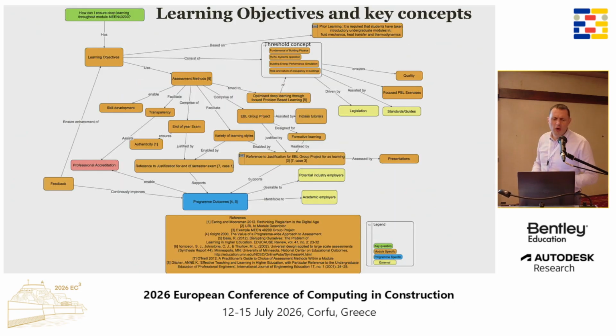So I decomposed the module into a set of key learning objectives and key concepts, but it all starts from this green box in the top left-hand corner. How can I ensure deep learning throughout the module? I don't need to go through all of these components, but it took me a while to put this together, and you can see the graph-type thinking, establishing the relationships between the different components, and again the threshold concept is of paramount importance in the context of all the different components that feed into this module.